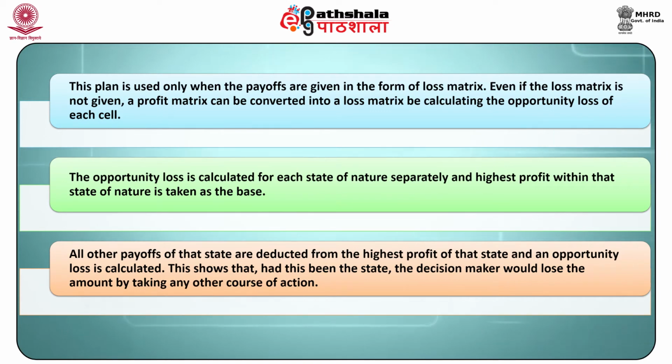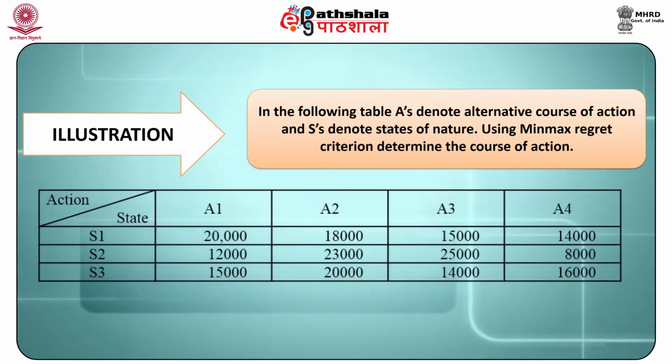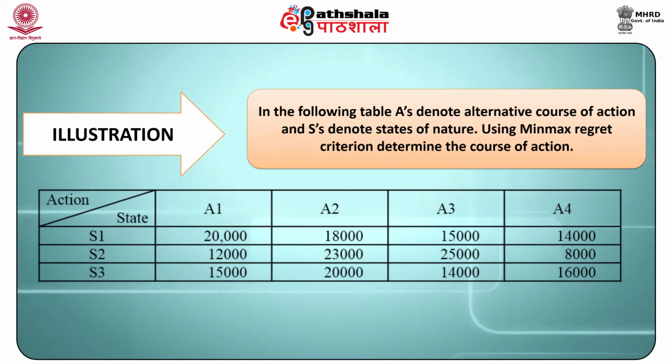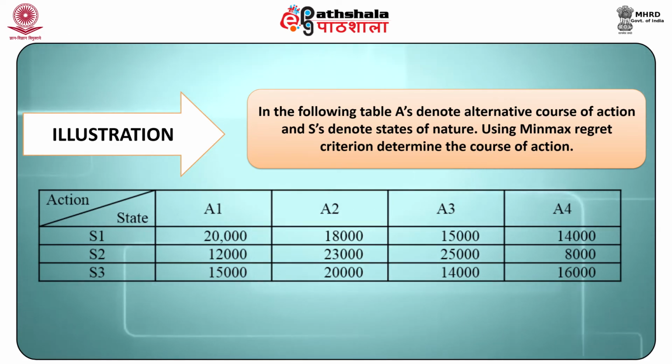The opportunity loss is calculated for each state of nature separately, and the highest profit within that state of nature is taken as the base. All other payoffs of that state are deducted from the highest profit of that state, and an opportunity loss is calculated. This shows that had this been the state, the decision maker would lose the amount by taking any other course of action. Illustration: in the following table, A's denote alternative courses of action and S's denote states of nature. Using the Minmax regret criterion, determine the course of action.